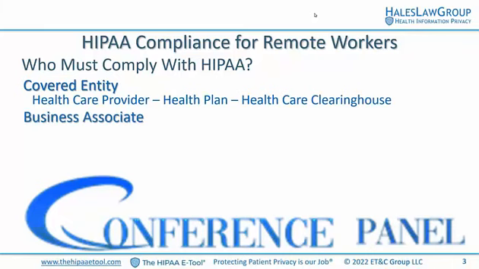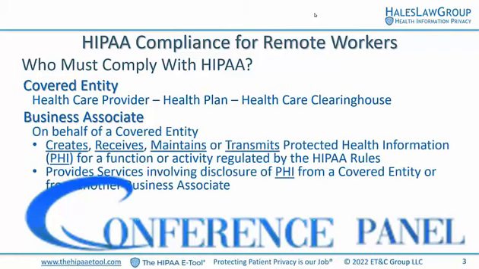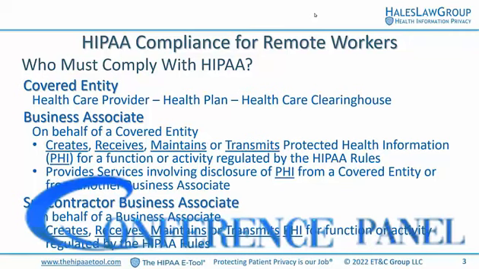I want to just briefly talk about who is covered by HIPAA. Second group is called business associates, and those, of course, are organizations that assist covered entities, and they provide services that require the covered entity to disclose protected health information. Another type of business associate is called a subcontractor business associate, and they are organizations that provide services involving protected health information to a business associate that enable the business associate to provide services to a covered entity.